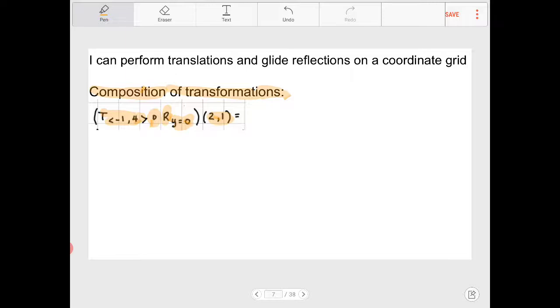An alternative way of reading this is using a set of parentheses. Oh, and by the way, that was not by mistake. The way in which we read a composition of transformations is from right to left. First we're reflecting, and then we're translating. We're always reading things from right to left, not left to right.